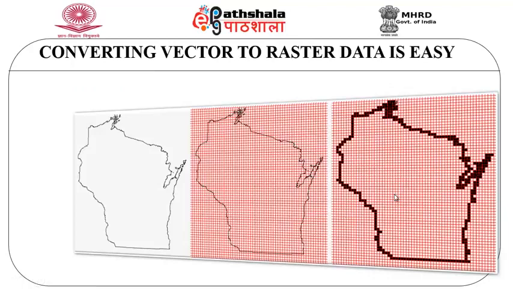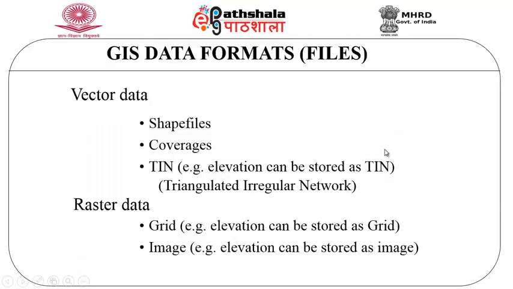So, it is also possible for us to convert vector to raster data, and this kind of conversion is also very simple. So, you have the vector data that is being represented. Finally, you draw a 10 cross 10, or based on the size of your vector data set, you can draw a square matrix, and you can number the cells, and based on the cell number you can convert the vector data to raster data easily.